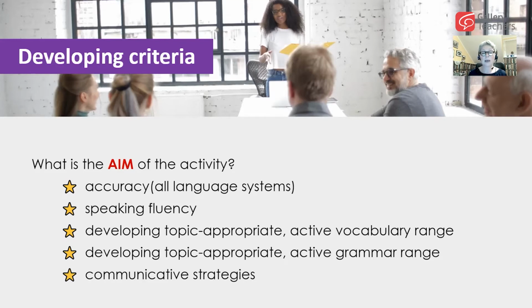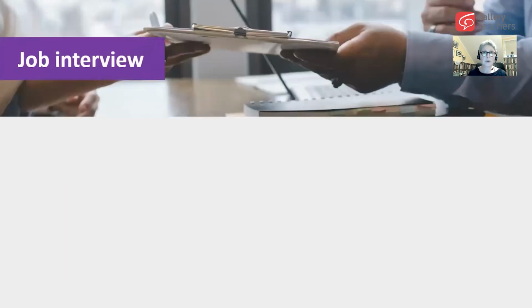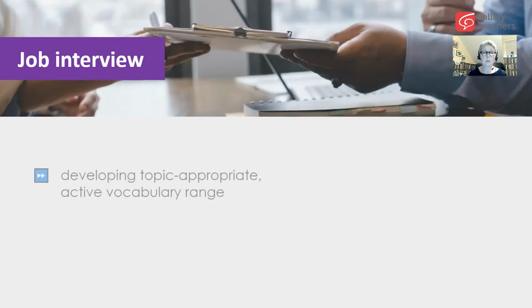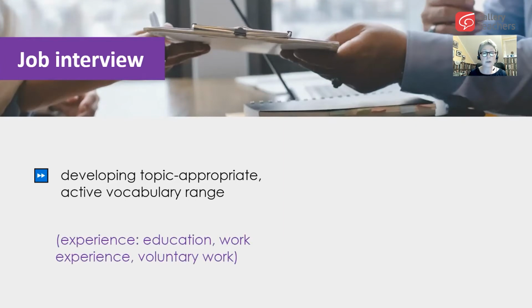For example, the ability to define a word that you don't know or have forgotten and you need in order to communicate successfully. So, if we're working on this particular situation, a job interview, a possible aim could be developing topic-appropriate active vocabulary range. And of course, when we think about a job interview, then probably the lexis will be from the area of education, experience, schools, courses, work experience, voluntary work.